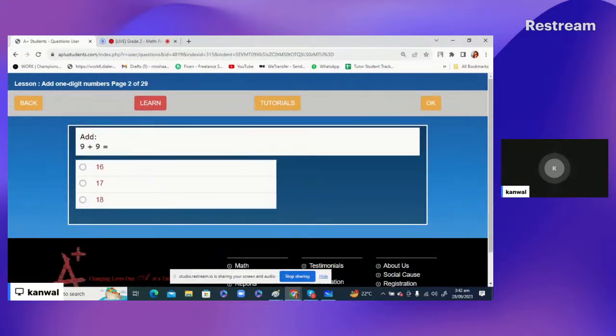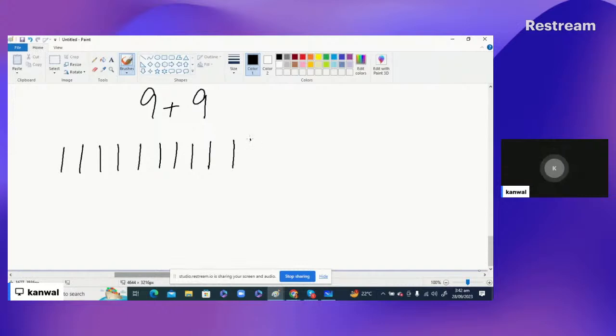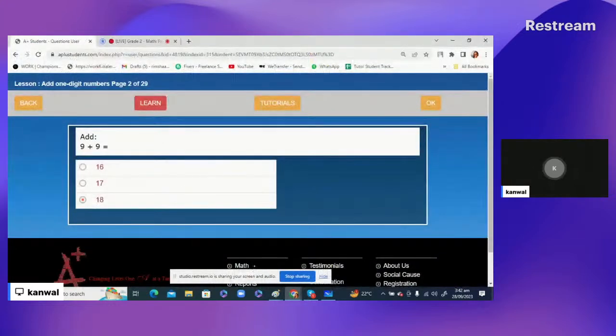Okay, then 9 plus 9. Count it on your fingers, or if you draw the lines, let's do it. Draw some lines and then count it. 9 plus 9. First draw 9 lines. 1, 2, 3, 4, 5, 6, 7, 8, 9. Now draw 9 lines more. 1, 2, 3, 4, 5, 6, 7, 8, 9. Count it all together now. 1, 2, 3, 4, 5, 6, 7, 8, 9, 10, 11, 12, 13, 14, 15, 16, 17, and 18 lines. Let's check where is the answer 18. Yeah, that is here.